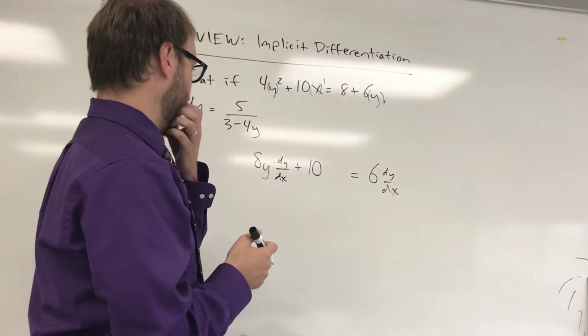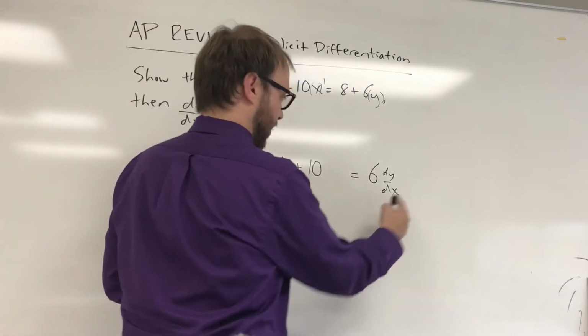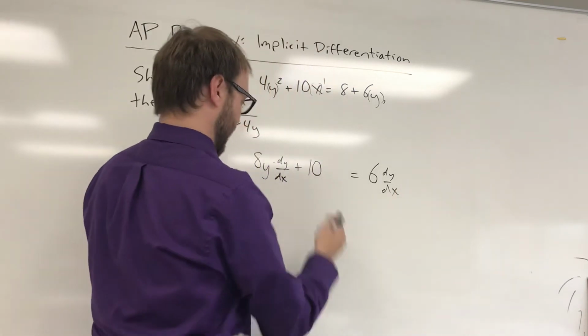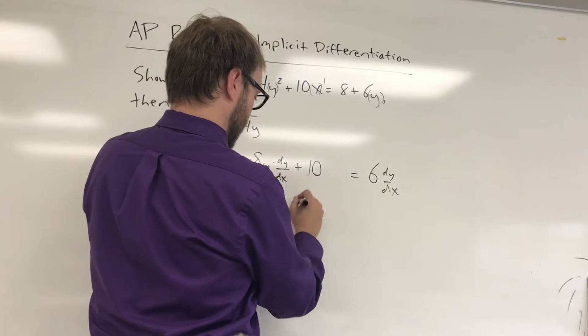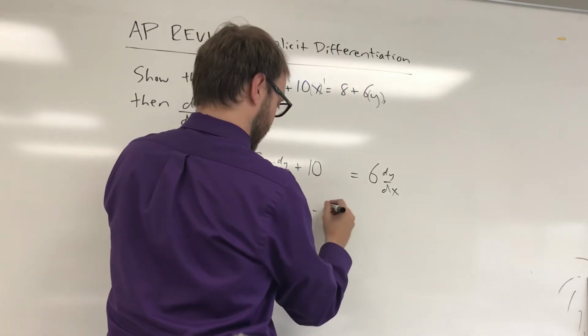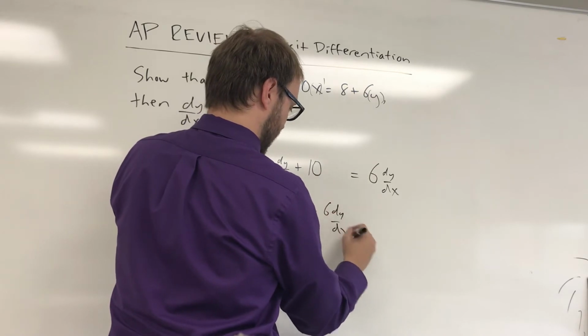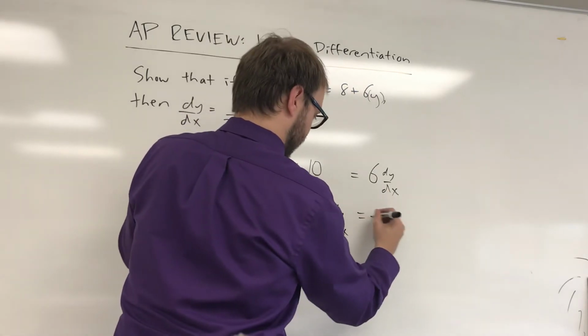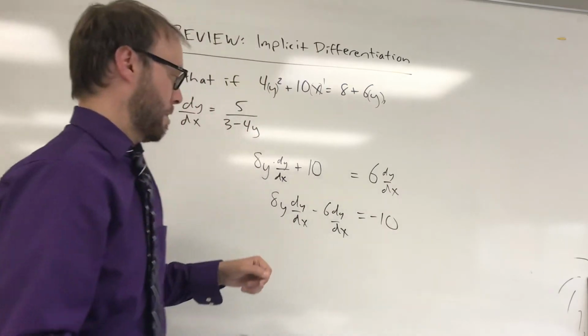Just for the heck of it here, I'm going to move the 10 over here, and I'm going to move the dy dx over here. So we'll get 8y dy dx. I'm going to subtract 6 dy dx from both sides. Okay, and I'm going to subtract 10 from both sides. We get the whole thing equaling negative 10, all right?